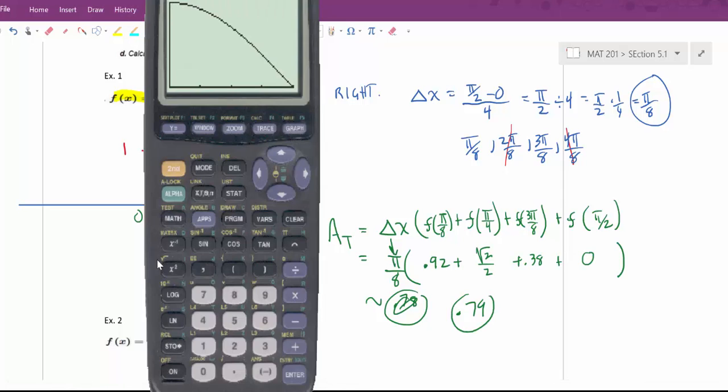Then if you wanted to check and see how close you are, you could go second trace, do the option 5, and what you're doing, whoops, I did the wrong thing. So you could go option 7, lower limit 0, upper limit was pi over 2.